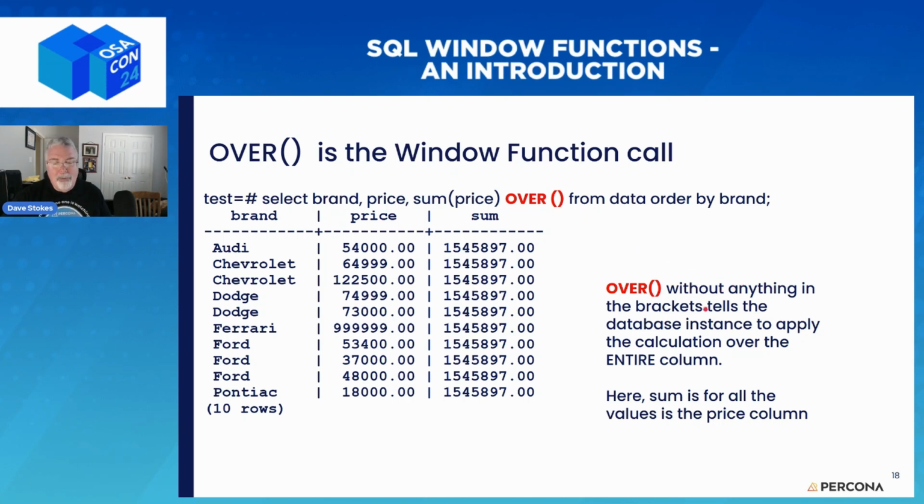And over without anything in the brackets tells the database instance to apply the calculation over the entire column, similar to an aggregate function. Now, here the sum is for all of the vehicles. So our total price for all 10 vehicles is $1,545,897.